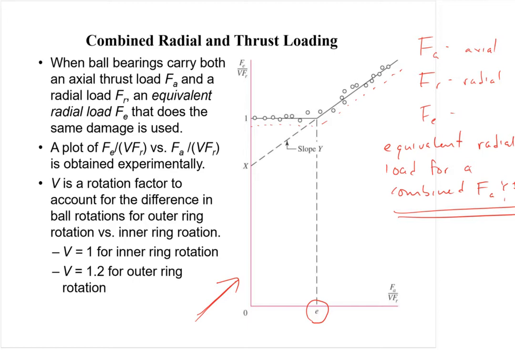The V in this equation here, FE over VFR and FA over VFR, V is the rotation factor. This is in case the outer ring is rotating; then everything inside is rotating faster than if the inner ring was rotating.